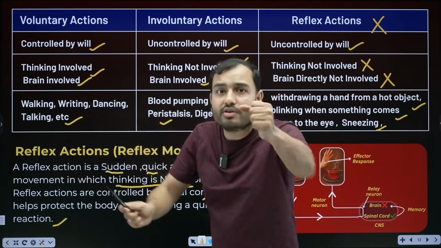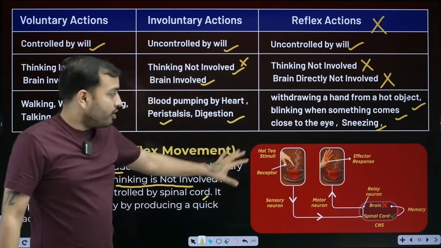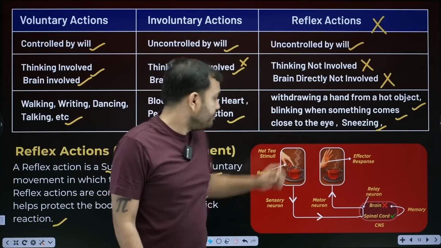The brain is not directly involved; it is controlled by the spinal cord. Let's look at an example, and watch this carefully. Where does the question come from?